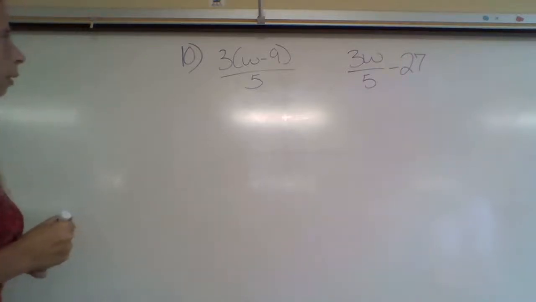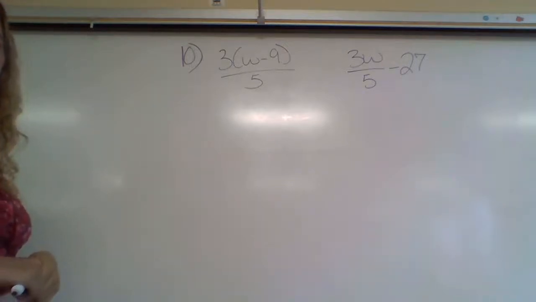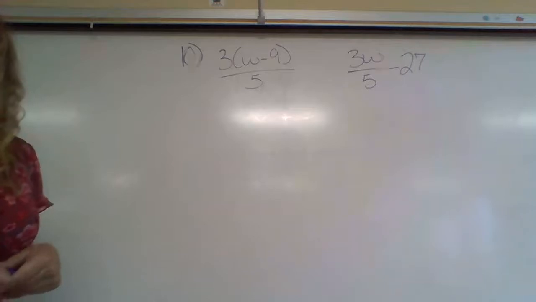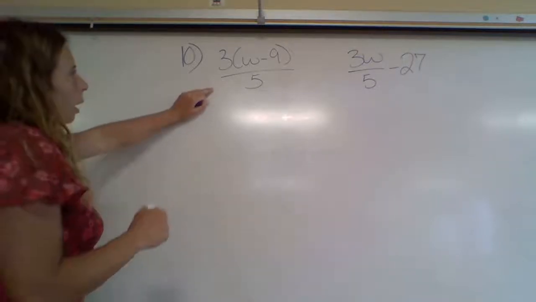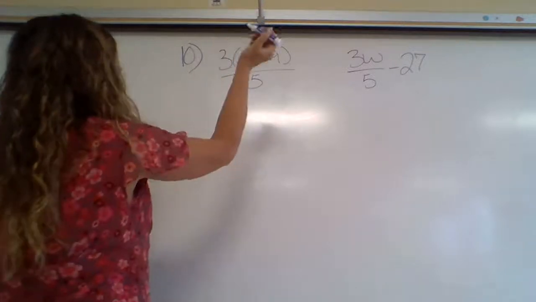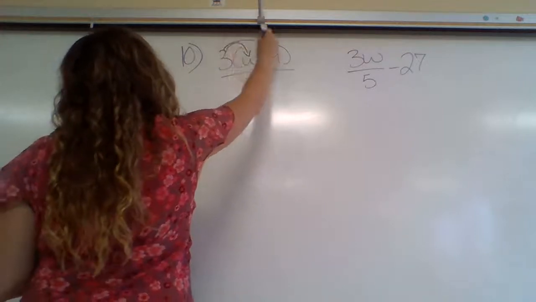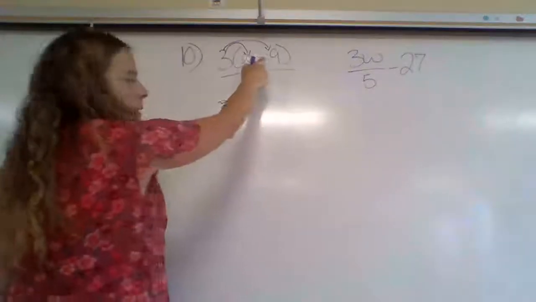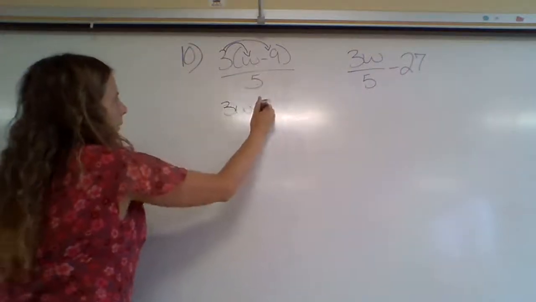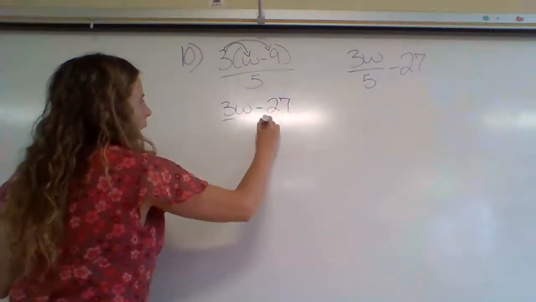Okay, so I don't know, you can play around with it in a couple different ways. So one thing you can do is, I would start out by distributing my 3 and see what happens. So then that would give me 3w and then 3 times -9, all of that over 5.